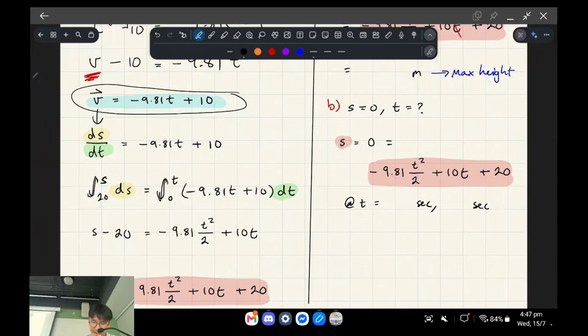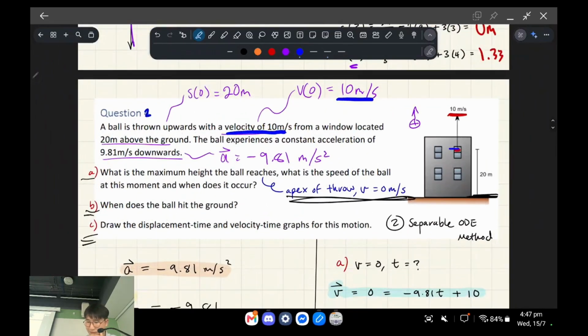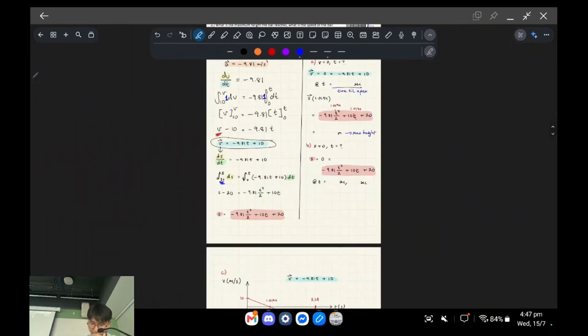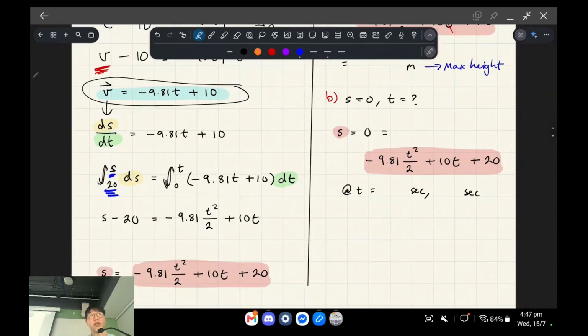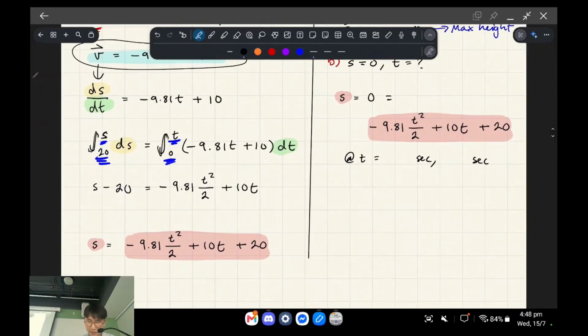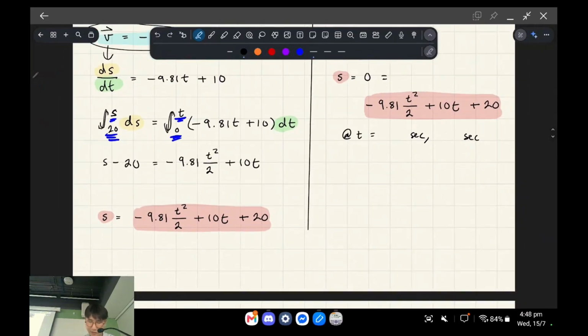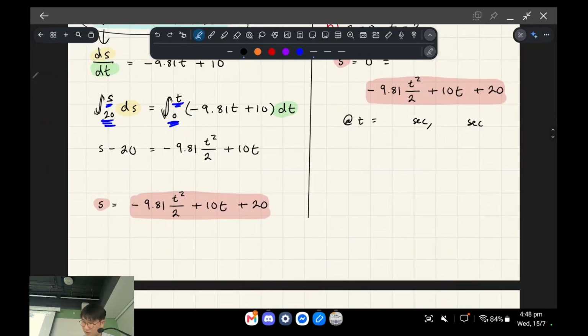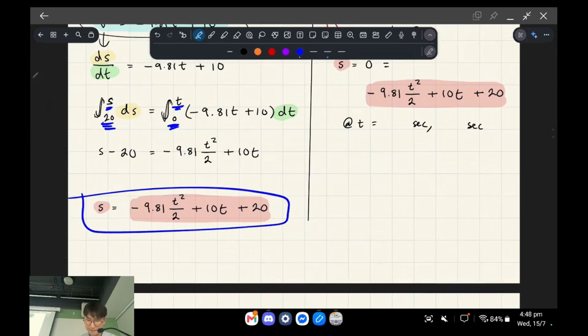And then for our integral bounds, we do the initial condition, right? The initial condition for displacement was 20 meters. And then our final condition is the function that we're solving for. And on the right-hand side, the initial condition is that time starts at 0, and it finishes, quote unquote, at t. When we compute that, we get this. So we've solved that definite integral and get this, and now we just move 20 onto the right-hand side. So this is now our function for displacement.